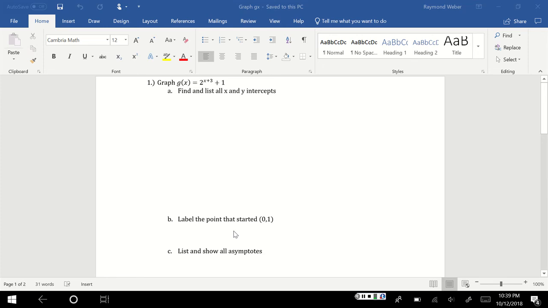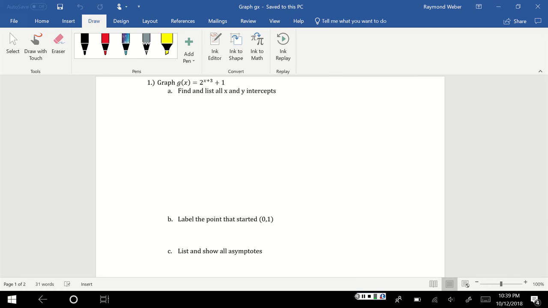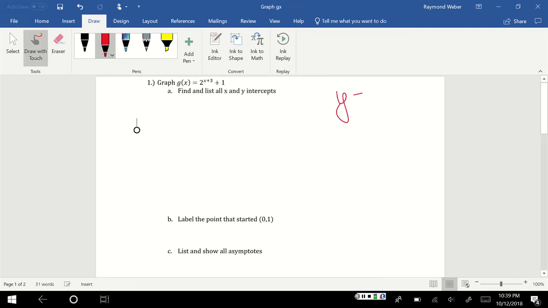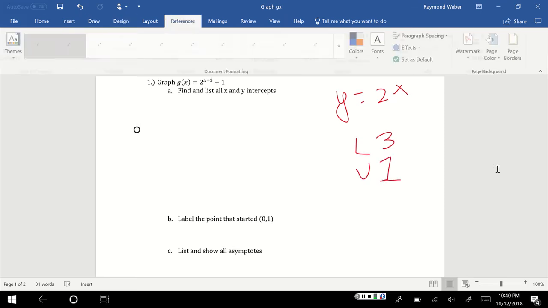So now, the first thing we should realize as I look at this is that it's a modification of this graph, y equals 2^x. That means I can take any point from this graph and adjust it by this. And what does this tell us with translations? This tells us to go left 3 and up 1. So I'm going to come down here and start a graph.